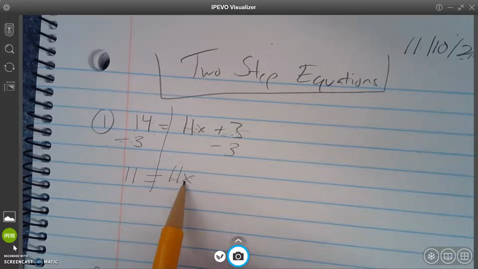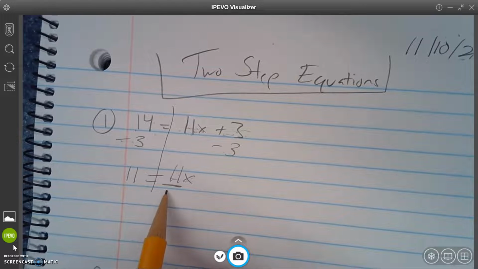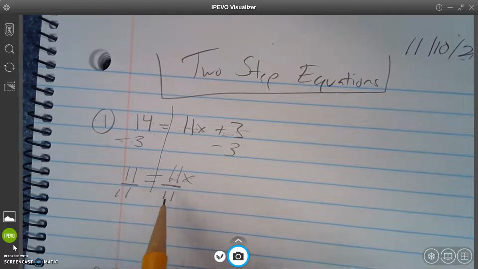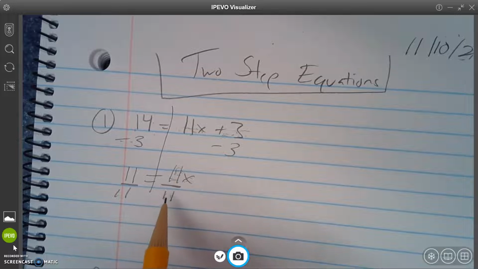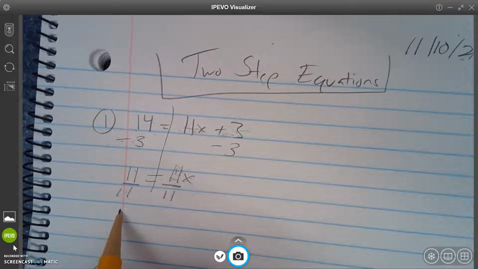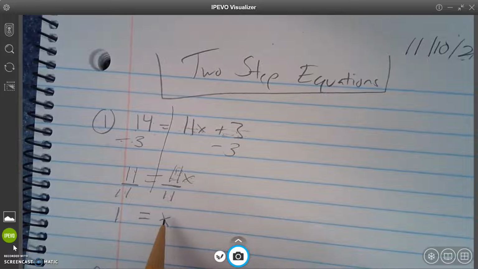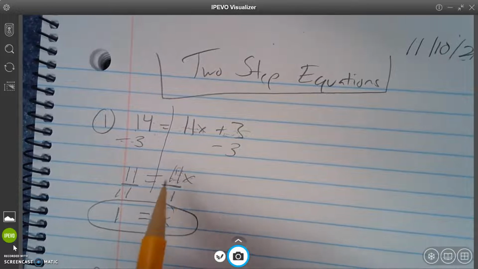Opposite of multiplication is division. So I'm going to divide 11 on both sides. Oh, I got the same thing. 11 divided by 11 is 1. Like if I had a pizza, it was cut into 11 pieces. I had all 11. I had the whole pizza. 11 divided by 11 is 1. There's x right there. So x is 1.